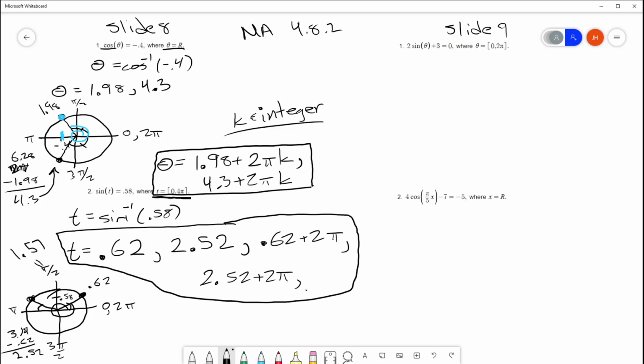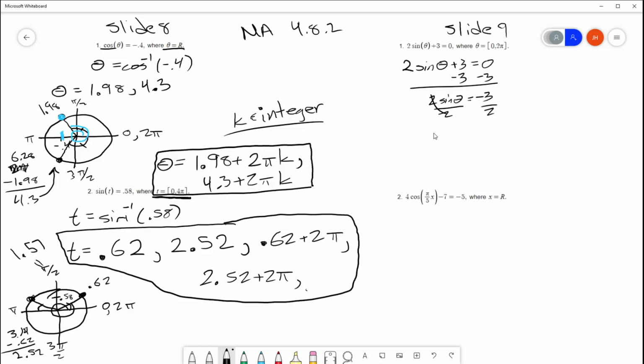Now let's look at the ones from slide 9. These ones are a tad bit more complicated just because there's some more algebra to be done, but they're not that crazy. Check it out. If I have 2 sine of theta plus 3 equals 0, I can subtract 3 from both sides, and I get 2 sine of theta equals -3, and then I divide both sides by 2.